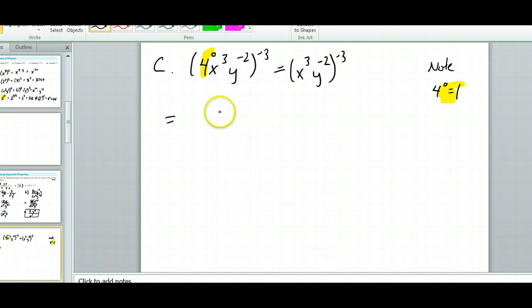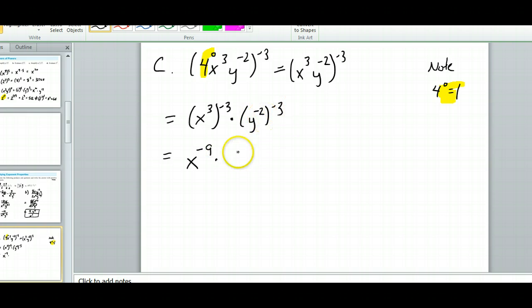Now we've got a product of powers, so we're going to do x cubed to the negative 3 times y to the negative 2 to the negative 3. And remember, when we only had that base written one time, we multiply. So this is x to the negative 9th times, a negative times a negative is a positive, y to the 6th. Now remember, positive exponents stay up, negative exponents go down. So we end up with y to the 6th over x to the 9th. There's our answer.